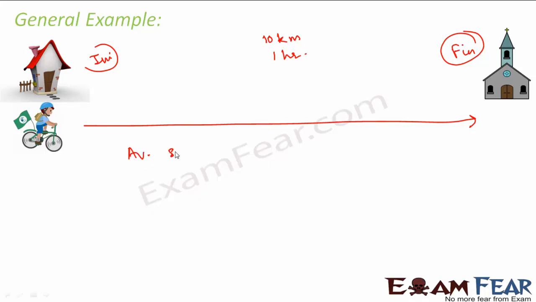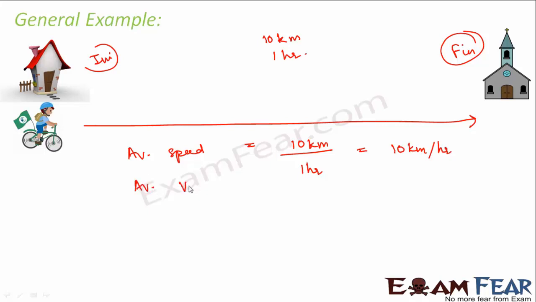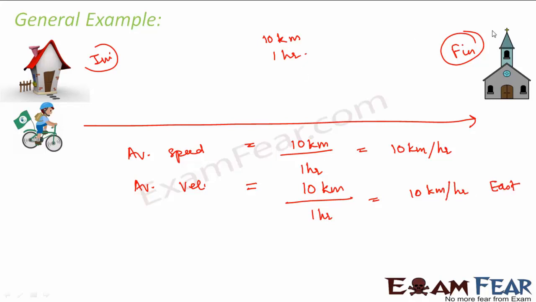So what would be my average speed for the entire journey? Average speed would be total distance traveled divided by total time taken, that is 10 km per hour. What would be my average velocity? Average velocity will again be the total displacement, that is 10 km divided by 1 hour, which is 10 km per hour east, because maybe if we assume that this is my east direction, so it is going in the east direction, right? Now, what would be the instantaneous speed and instantaneous velocity?